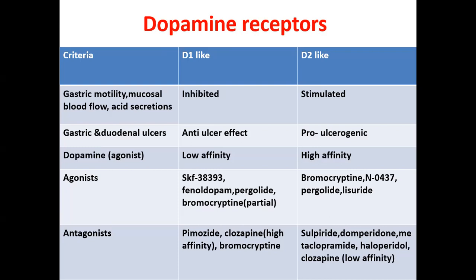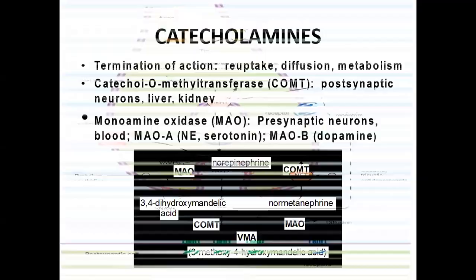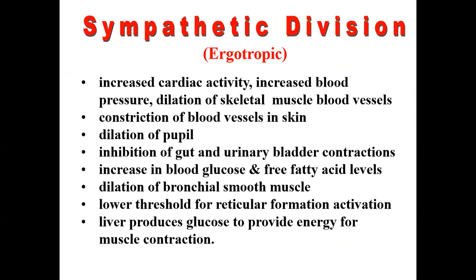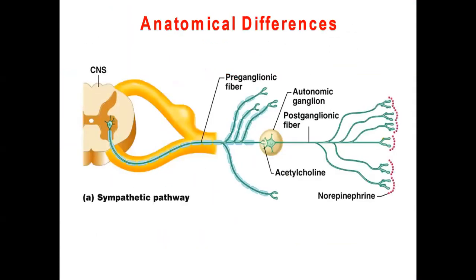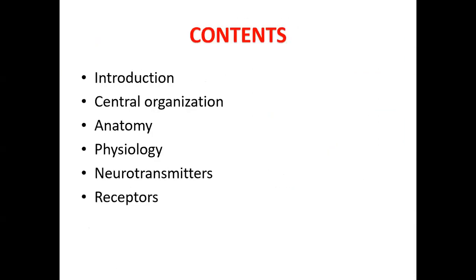So with this, I think I have covered almost everything: the introduction to the autonomic nervous system. Then we briefly looked into the central organization of the ANS. Then we saw the neurotransmitters. Then we looked into the anatomical and physiological aspects of the autonomic nervous system, the salient differences between the somatic and autonomic nervous systems, and the various neurotransmitters and receptors involved in the autonomic nervous system.